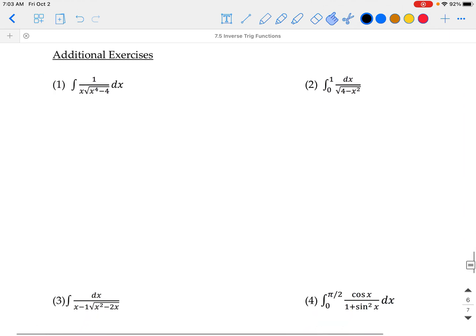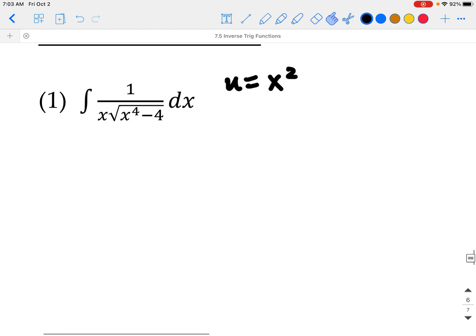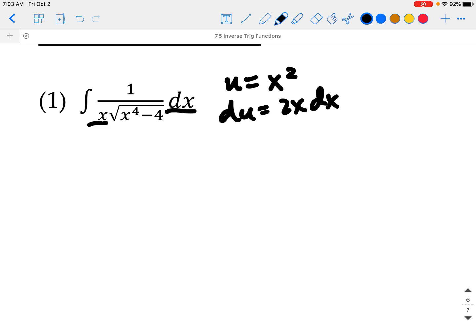All right, so let's round it out with our additional exercises here. So 1 looks like we've got an arc secant. So we'll let u equal x squared, it looks like. So then du is going to be 2x dx. So let's see. But we don't have an x dx, we have a dx over x. So let's see what we can do here. So we'll note that x is going to equal radical u.